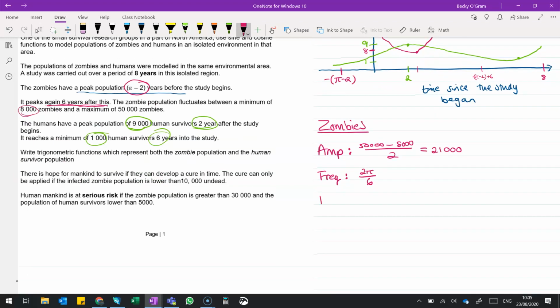I'm going to do the vertical shift next. On previous videos, I've done the horizontal first, but that is usually the one that takes a little more thinking about. So I'm going to do vertical first. So that's 50,000 plus 8,000 over 2. So 29,000. Okay, horizontal shift now, and we need to think about this for both sine and cos.